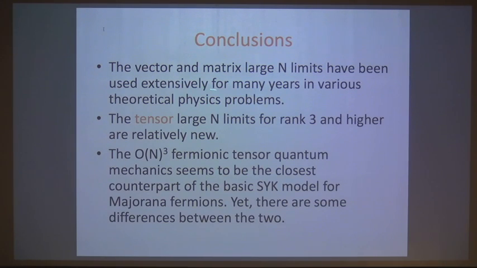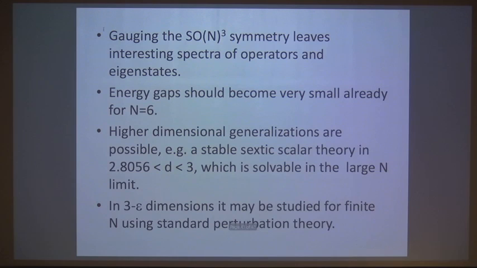So, conclusion: the vector and matrix large N limits have certainly been our friends in theoretical physics for many years. The tensor large N limits we are only starting to explore to see what they can help us with. It looks like they can provide versions of SYK-like models. They give you something without disorder, which is purely quantum mechanical and has some of the same physics. But there are clearly these important differences, like this vast growth of operators and zero Hagedorn temperature. So we have to figure out what's going on. What is their bulk description?